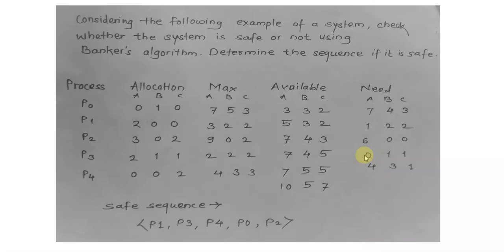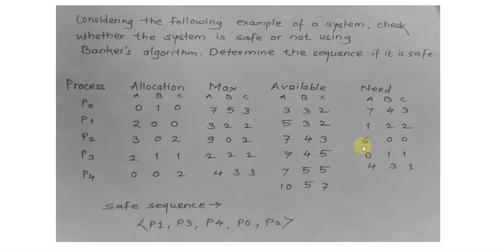After execution of P3, these allocated resources become free resources. So we are going to add these allocated resources to the available resources. Available resources are 5, 3, 2, and we are going to add 2, 1, 1. So 5 plus 2 will become 7, 3 plus 1 will become 4, and 2 plus 1 becomes 3. This is the updated count of the available resources.